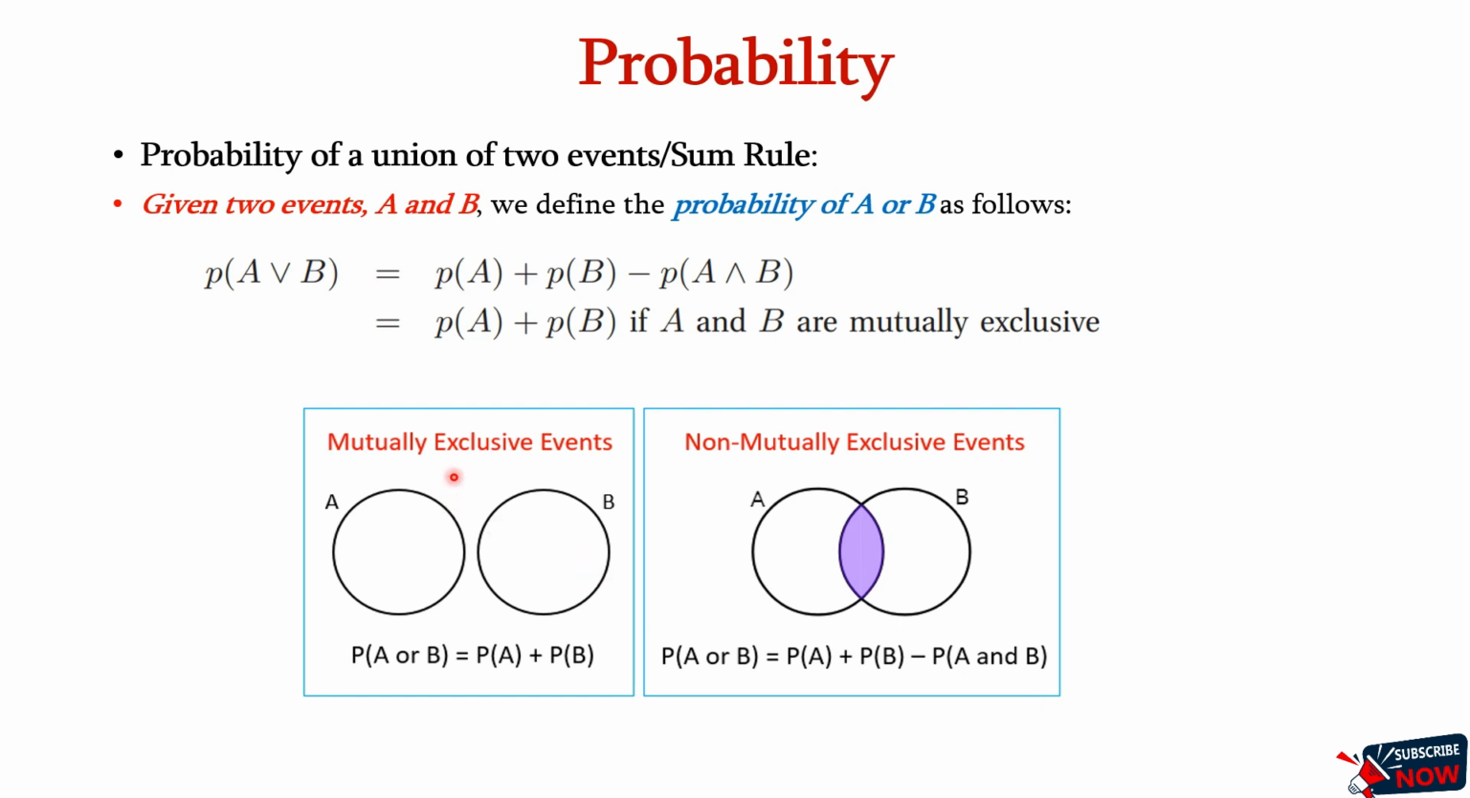For mutually exclusive events, there is no dependency between the two events. They occur separately. So in this case, we can write the rule as P of A plus P of B. So this is the sum rule in probability.